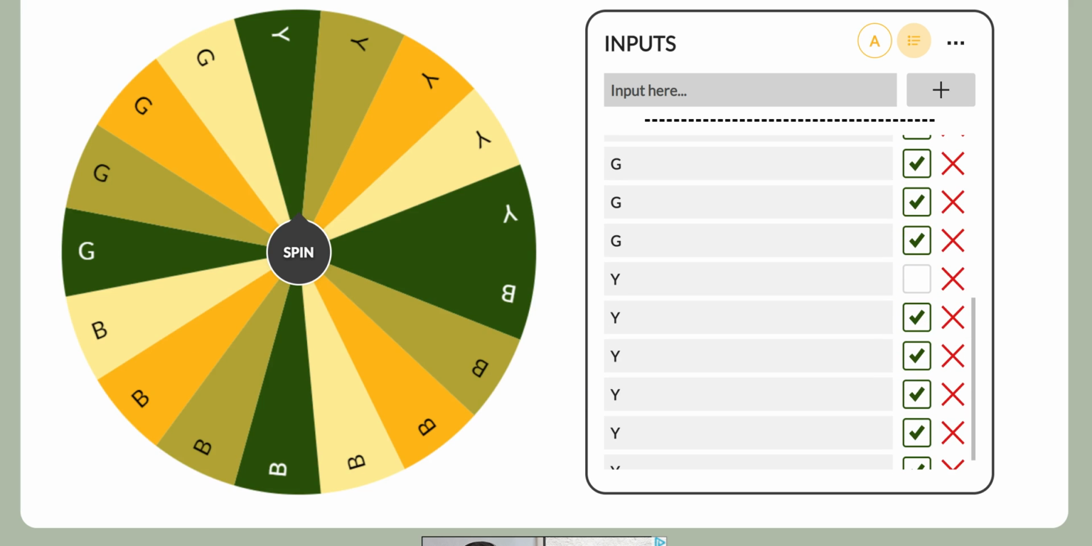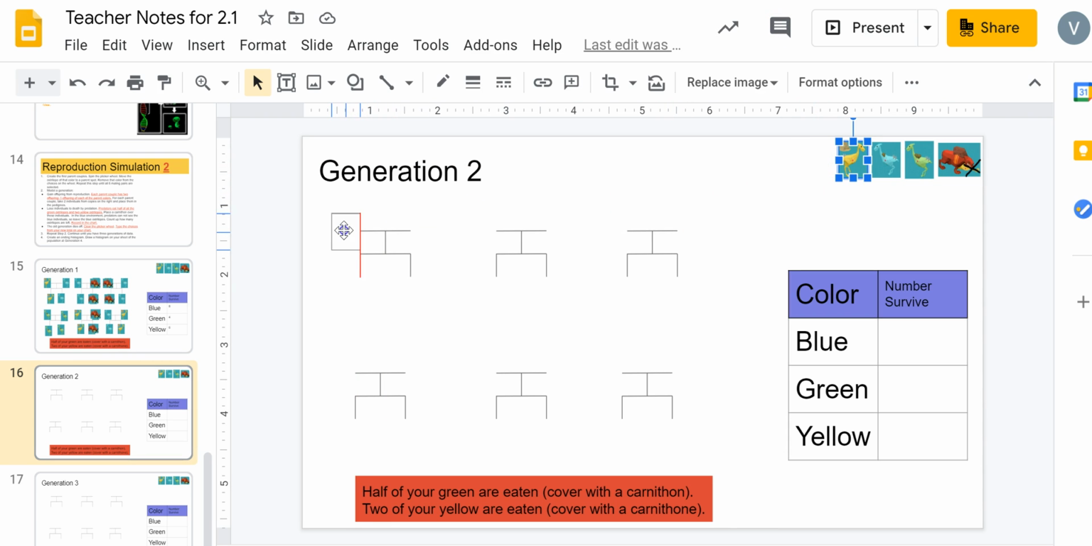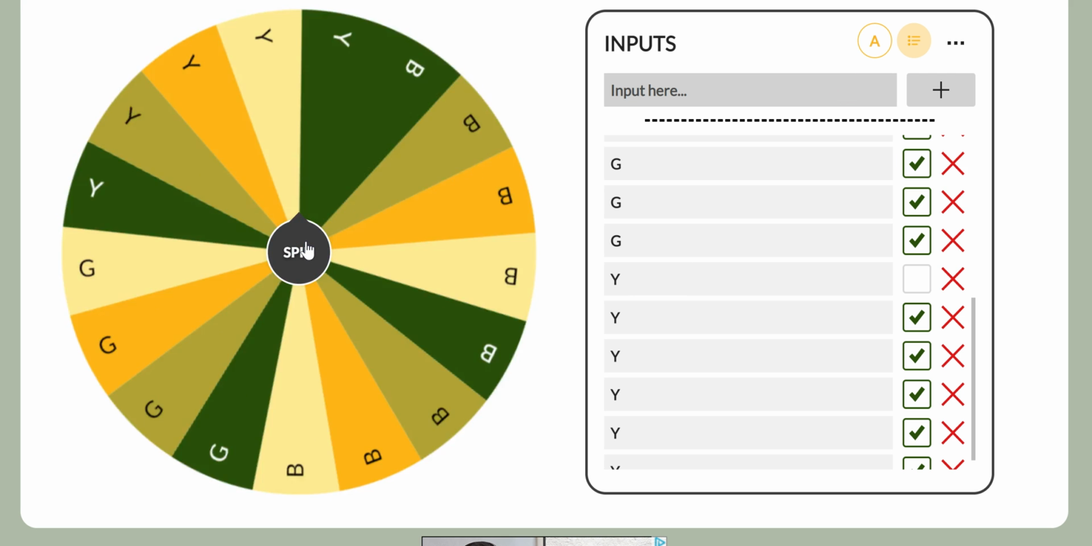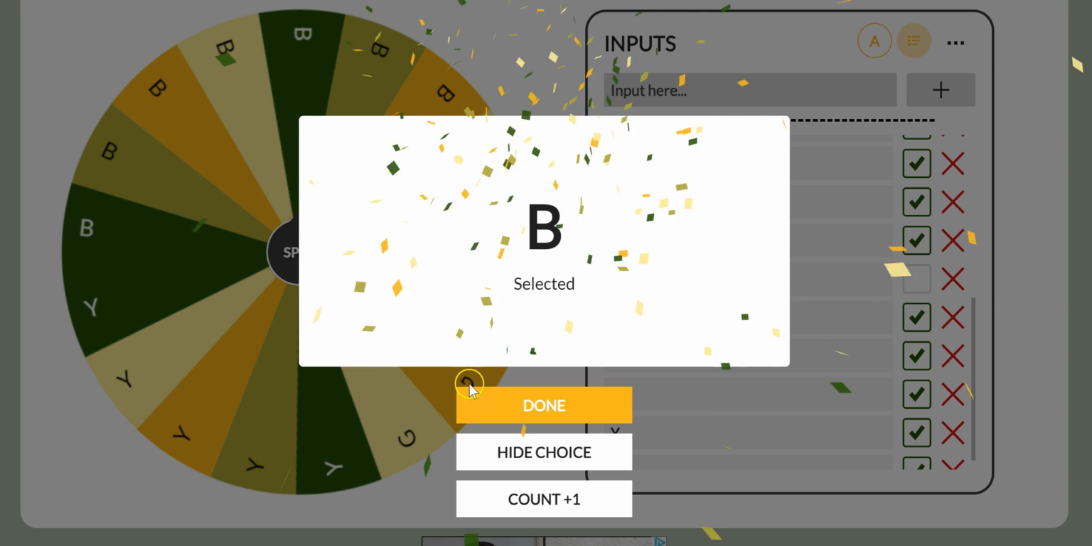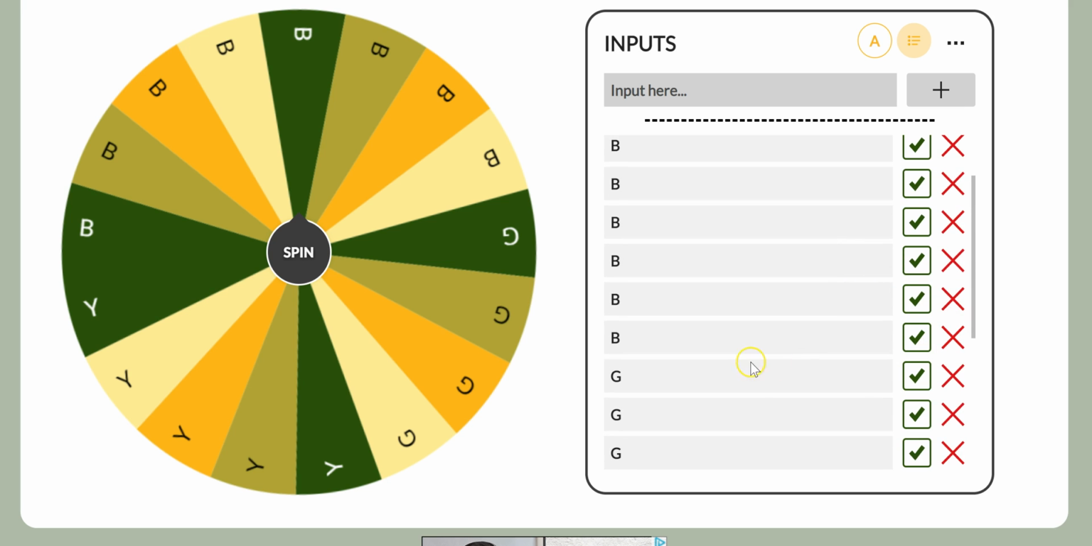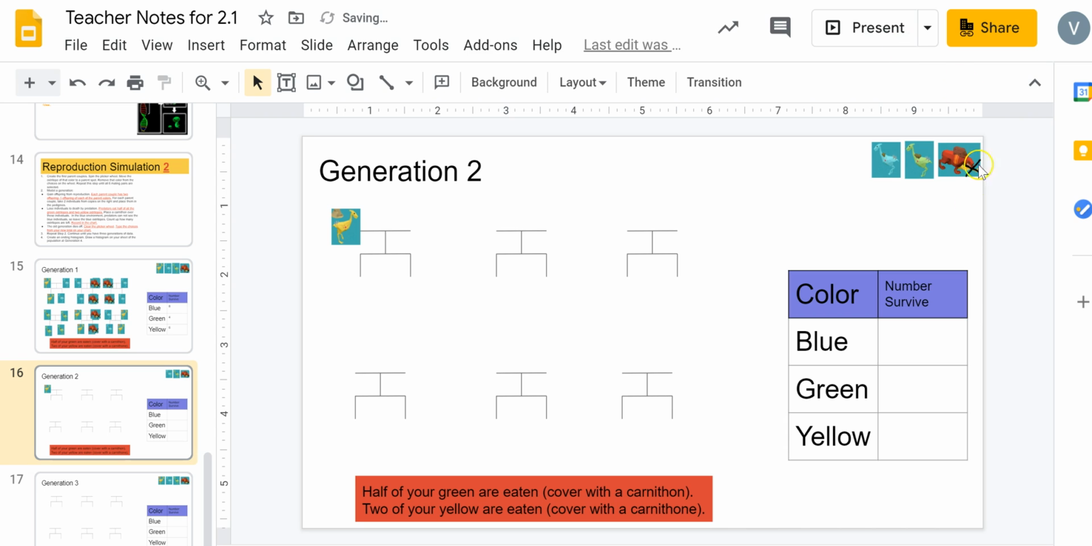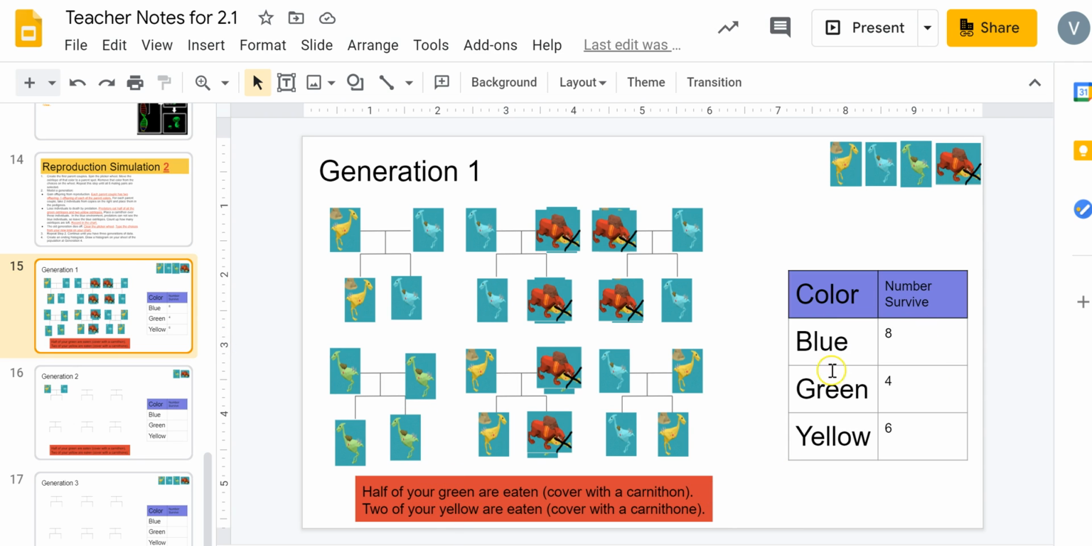Remove the choice. So I got a yellow the first time. I put it on my generation 2. And do it again. I got a blue, remove it from my choice, put it over here. So you're going to continue to do this until all of yours are picked. And again, go through the eating process, go through the number process. Do this through generation 3. So you had generation 0, 1, 2, and 3, okay?